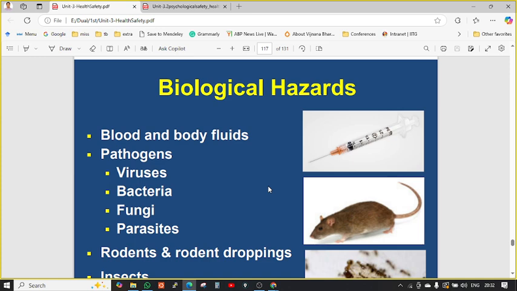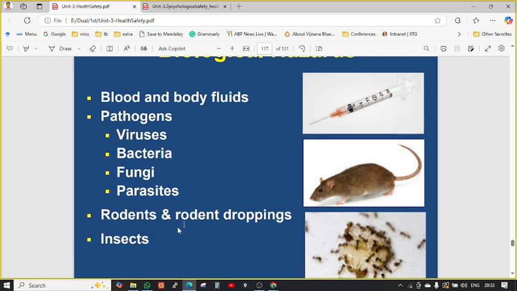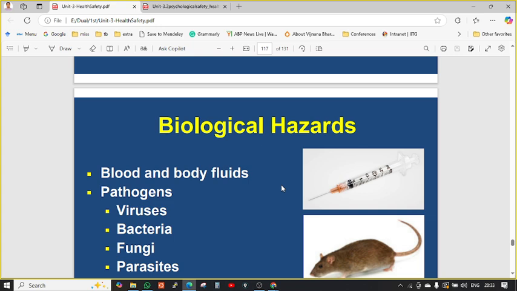Biological hazards means if you are working with different kinds of bacteria, viruses, or any blood or hospital blood and body fluids, they are contaminated with bacteria, viruses, fungi, parasites, rodents, and insects. So if you come in contact with these, there is a chance to get infected.